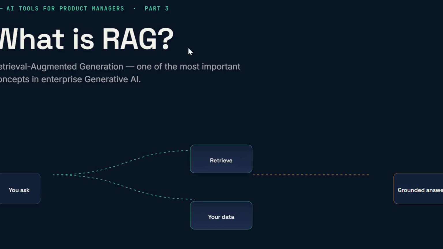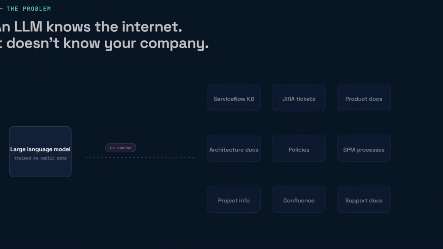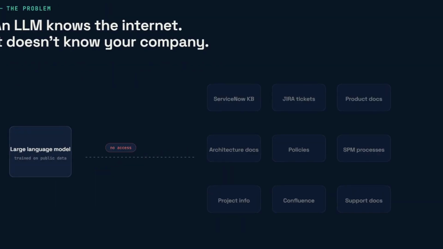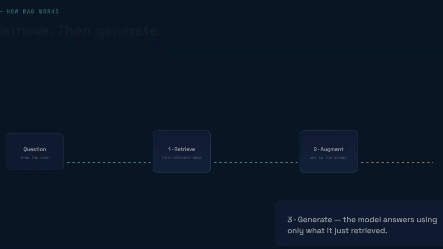Now we come to one of the most important concepts in enterprise generative AI, RAG, Retrieval-Augmented Generation. You may have heard engineers repeatedly talking about RAG, but why does a product manager need to understand it? Let's start with the problem.